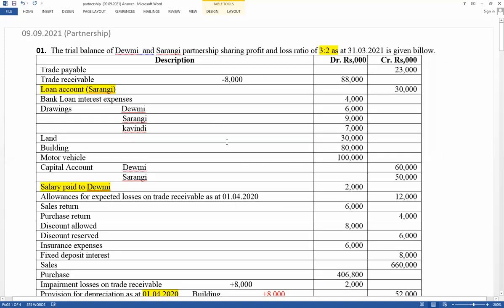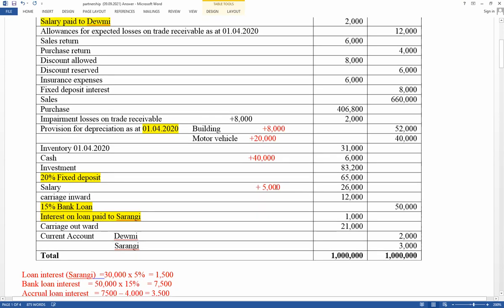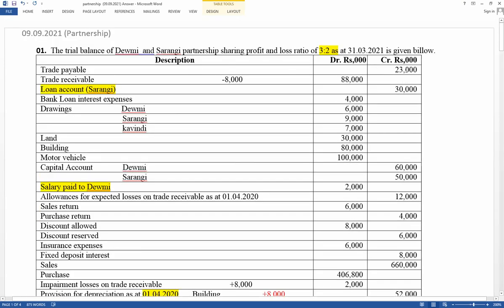Think from the beginning, cash balance. The cash balance also changes. The correct cash value, 46,000, should be included under current assets. Right from the beginning, think about other information. Trade payable under current liability. Trade receivable we have discussed. Then land and building we have discussed.